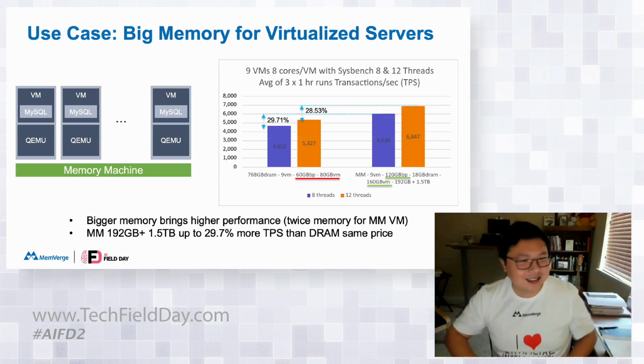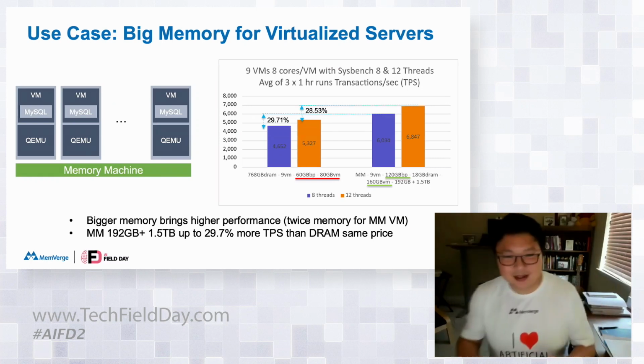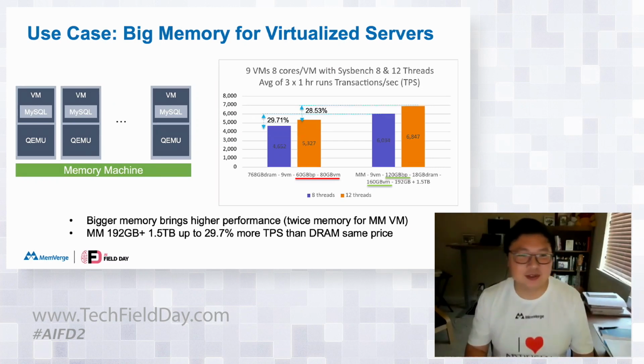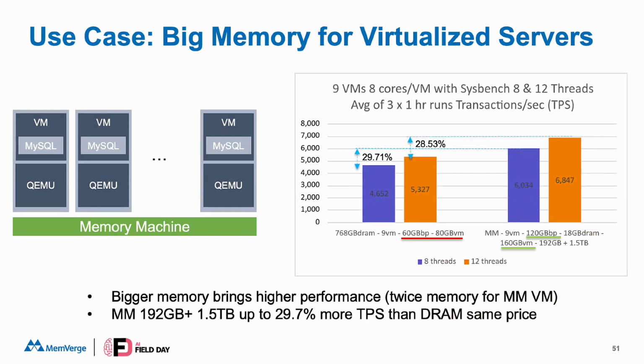Okay. So the next use case is for the transparent memory service we recently developed, for virtualized servers. In this test, we are running multiple QEMU KVMs on a memory machine, and those QEMU KVMs get their memory through memory managed by us.